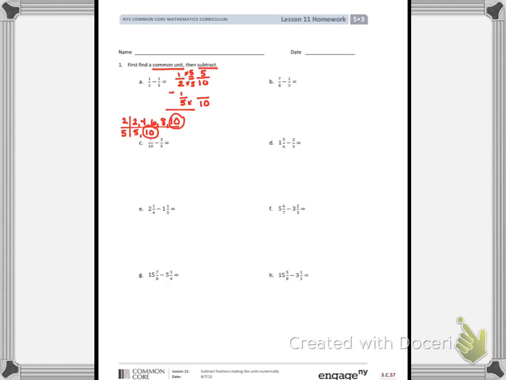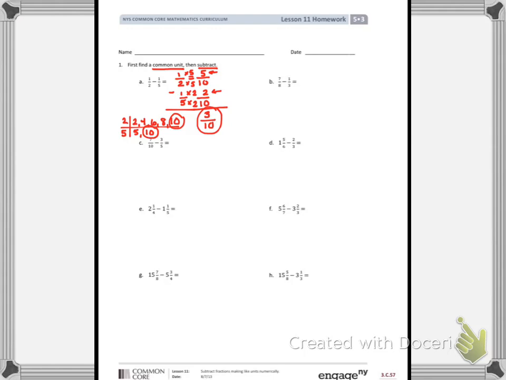Same thing on the bottom. 5 times 2 is 10. Whatever you do to the denominator, do to the numerator. 1 times 2 is 2. So now we're just going to go ahead and subtract. We're going to take 5 minus 2, which is 3, and it'll be out of 10. So the answer should be 3/10.